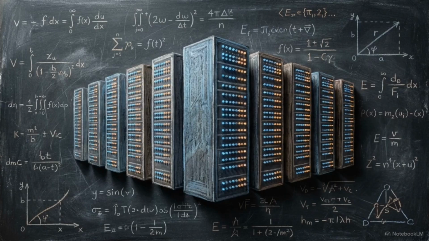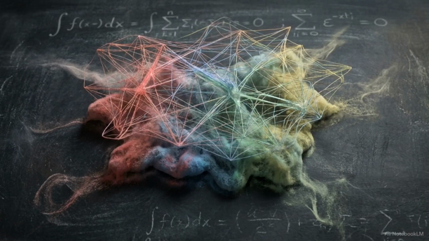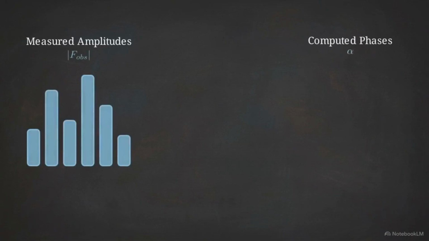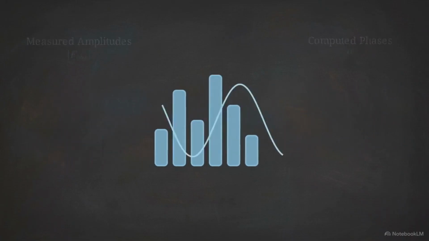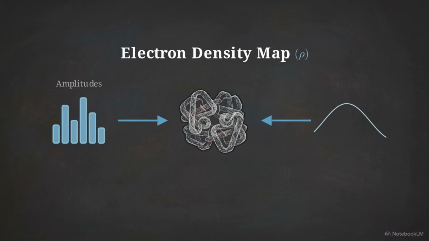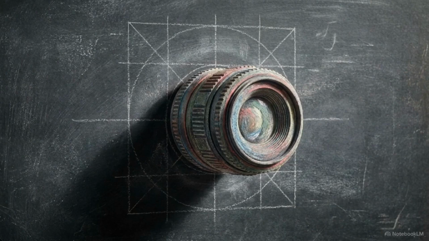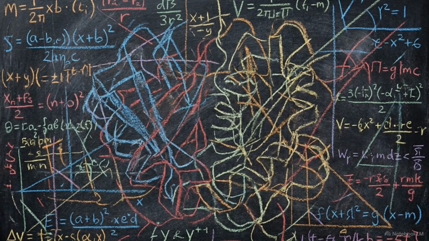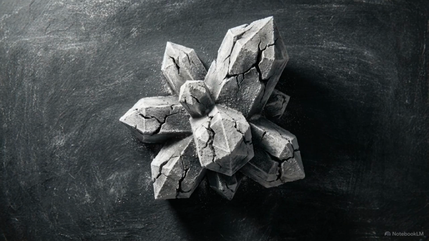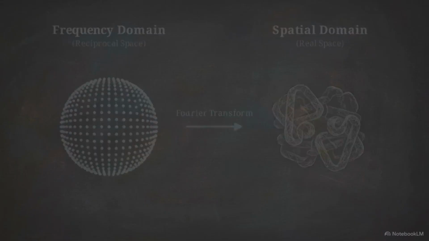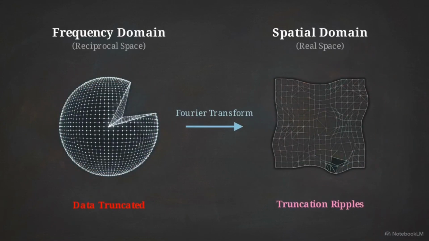Because the hardware fails to capture them, the missing phases must be generated separately, relying on dedicated experimental phasing techniques or molecular replacement. The final electron density map is a summation of these two distinct inputs, measured amplitudes and computed phases. Consequently, an error in either parameter predictably warps the resulting three-dimensional mesh. A structural map is not an image captured by a lens, it is a highly sensitive mathematical reconstruction. Every limitation of the physical crystal and the detector forces a specific geometric artifact into the real space domain.